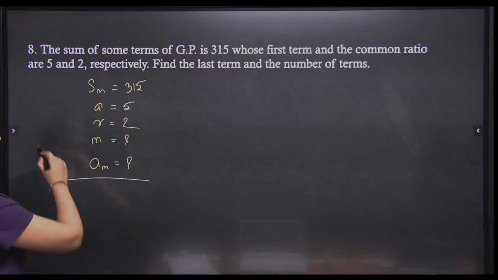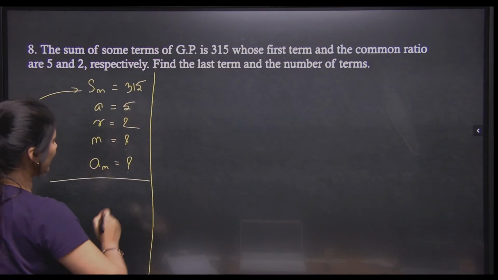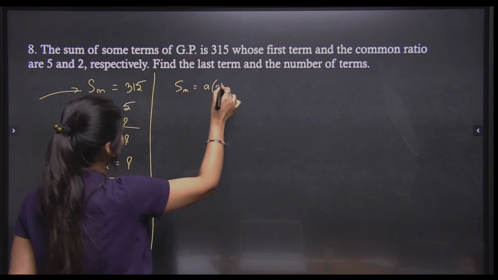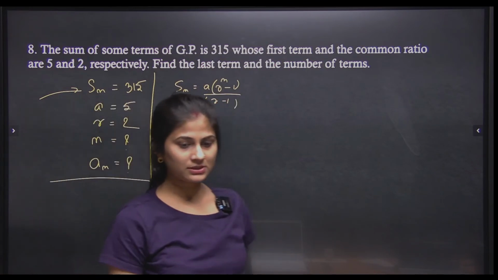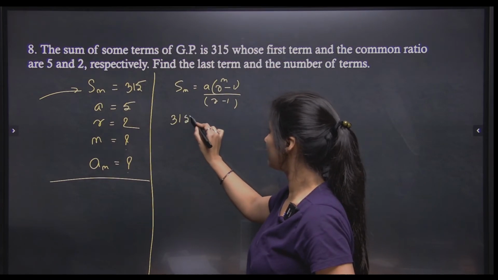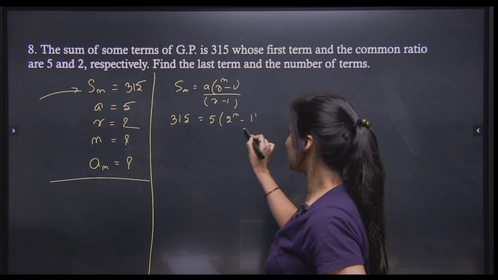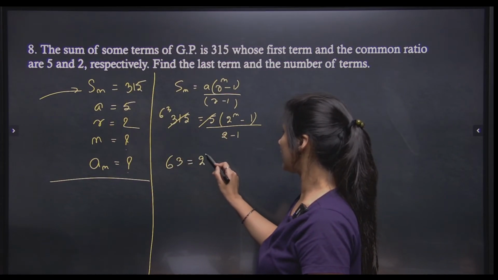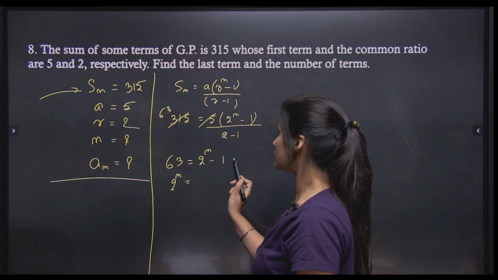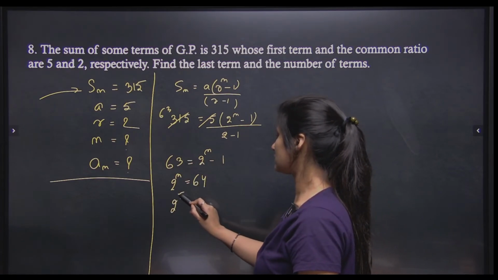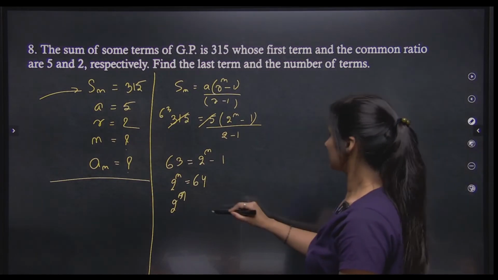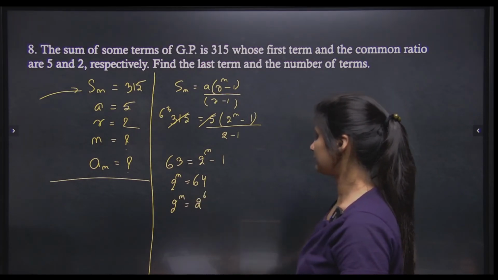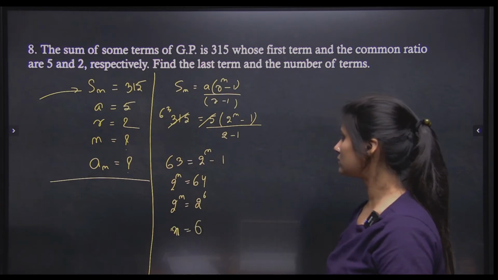Okay, so we can apply the formula of Sn only since we have the value of Sn. So write it down. Sn, and here r is 2. So you know which formula I am going to opt. Sn is equal to a(r^n minus 1) by (r minus 1), isn't it? So what is Sn here? Sn is 315 equal to 5 into (2 to the power n minus 1) by (2 minus 1). So it is 63 is equal to 2 to the power n minus 1. It will go on that side, so 2 to the power n equal to 63 plus 1, 64. So it is 2 to the power n and it is 2 to the power 6. So n is equal to 6.